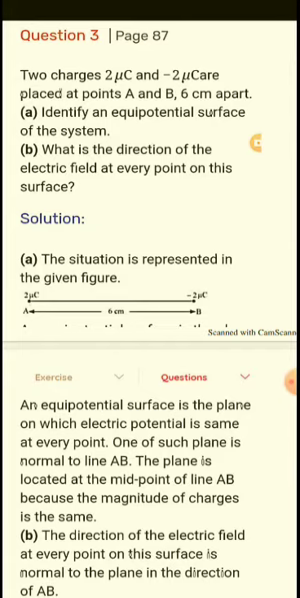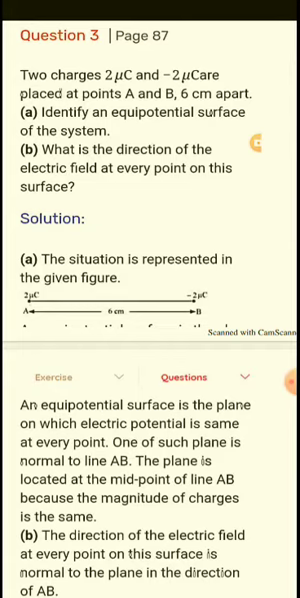One such plane is normal to the line AB. So the plane is located at the midpoint of line AB, because the magnitude of the charges is the same. See here we are having 2, here also we are having minus 2. So the magnitude is the same, so it will be in the middle of the line AB. So this is the answer for the first question, identify an equipotential surface of the system. It is at the midpoint of AB.